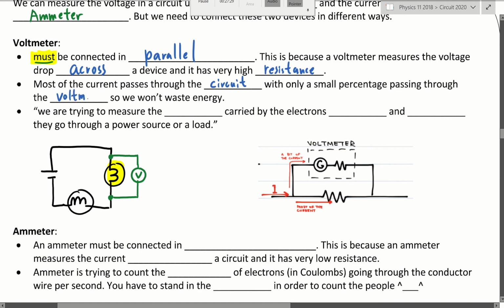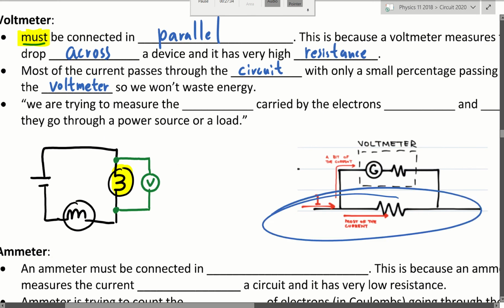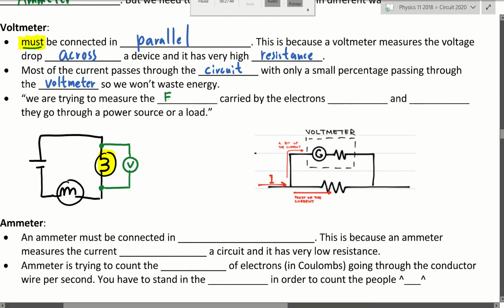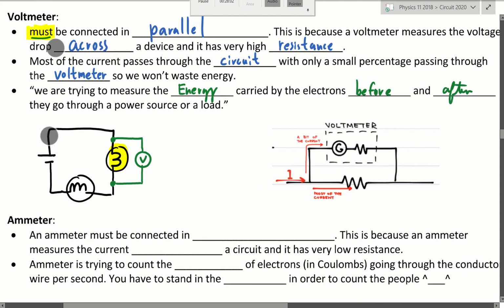So that means in our pizza analogy, most people are going to deliver their pizza in this route. Only one in like a billion electrons accidentally took the other path, and then it gets stopped. Now, why are we stopping the electron? We are trying to measure the energy, the voltage, the pizza carried by the electron before and after it goes through a source, power source, or a load. Now, what does that mean?